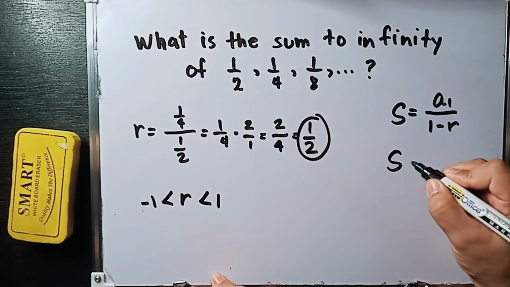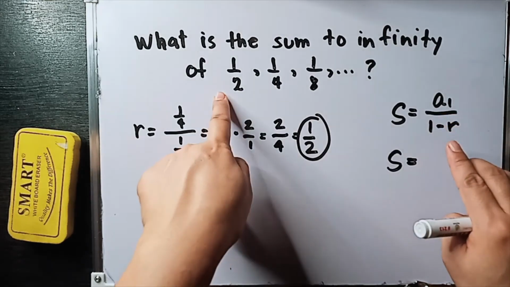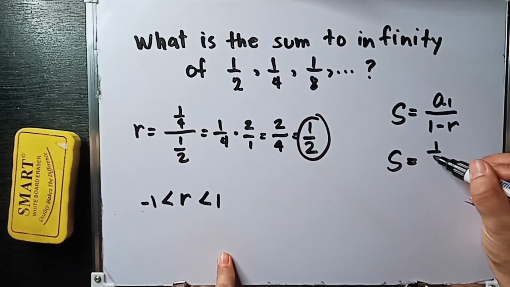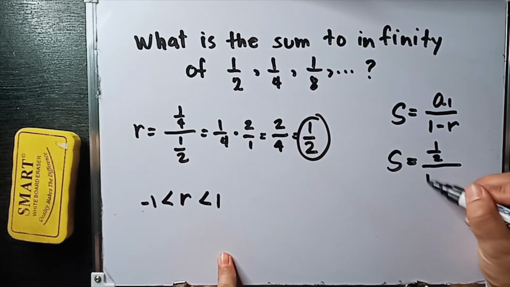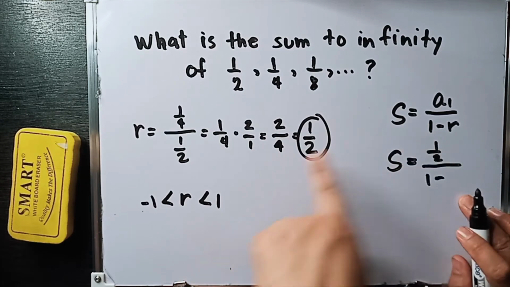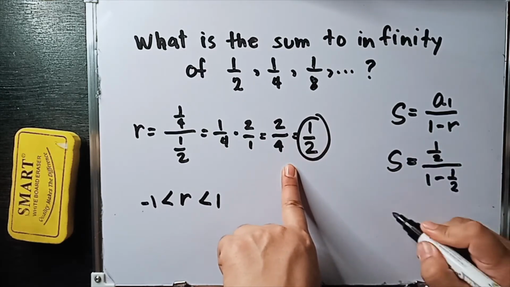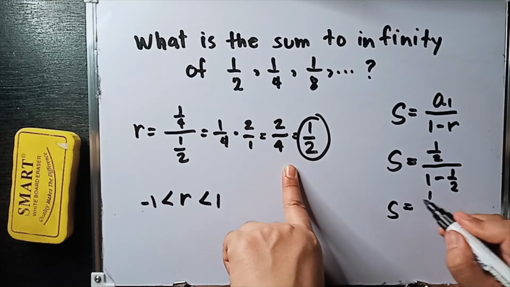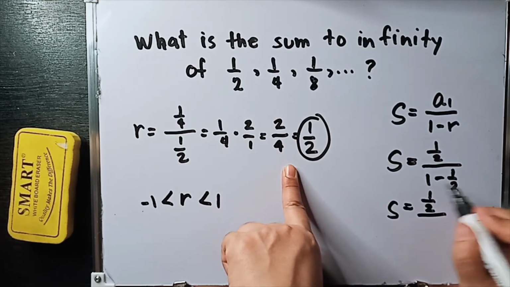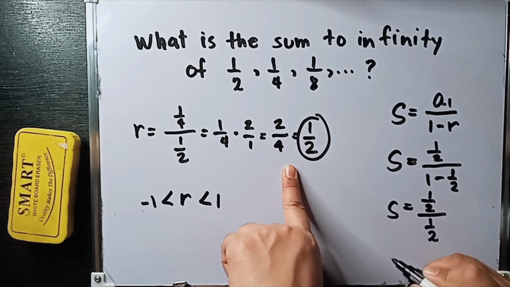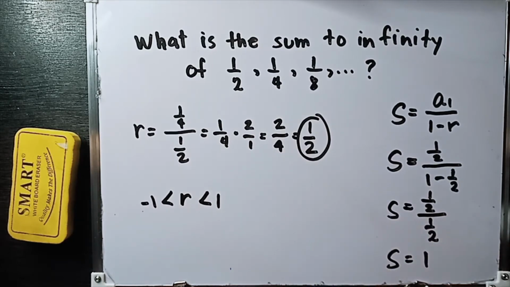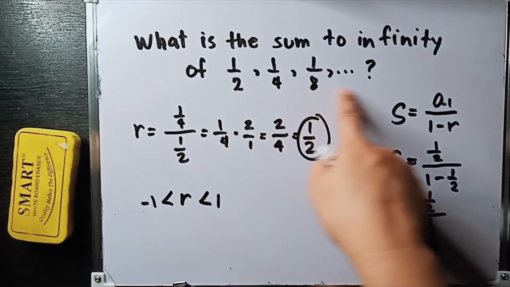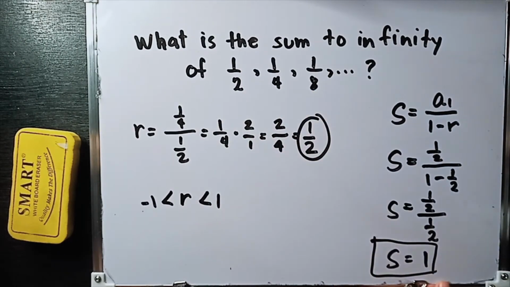Okay? So S is equal to our first term, which is 1/2, divided by 1 minus the common ratio, which is 1/2. So S equals 1/2 divided by 1 minus 1/2, which is 1/2. So our sum to infinity is 1. So 1/2 divided by 1/2 is 1. So it means that the sum of this to infinity is 1.